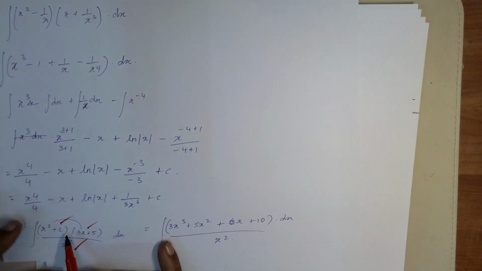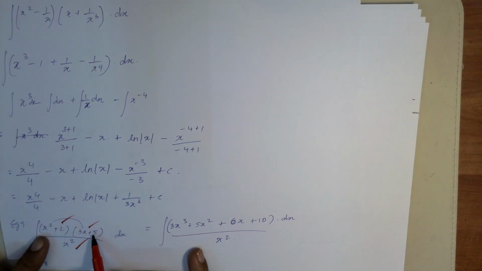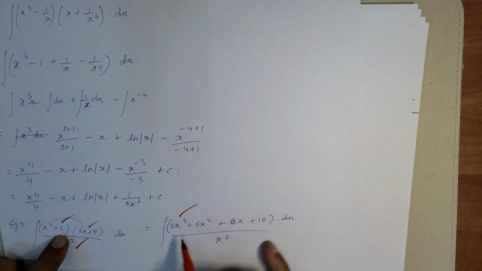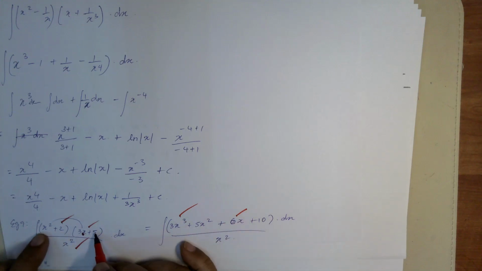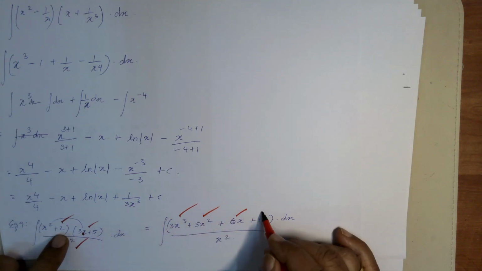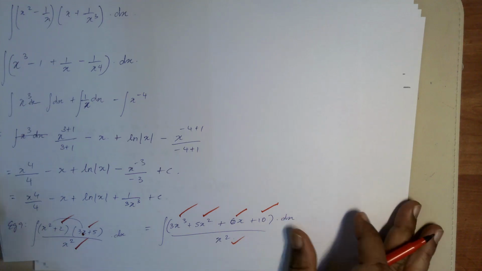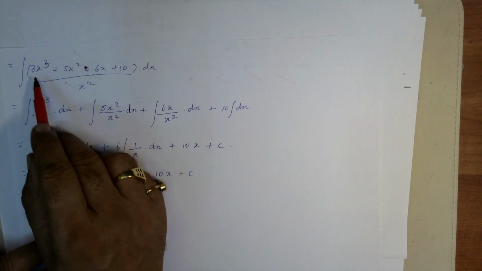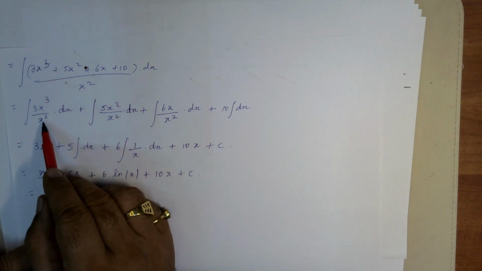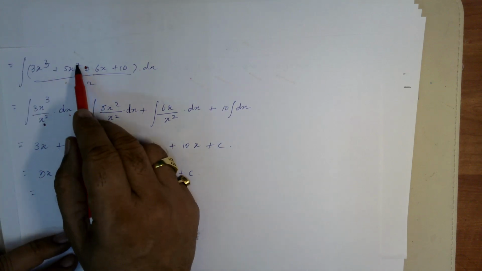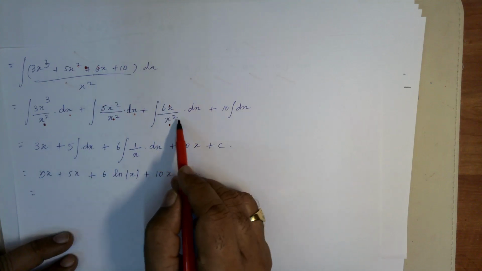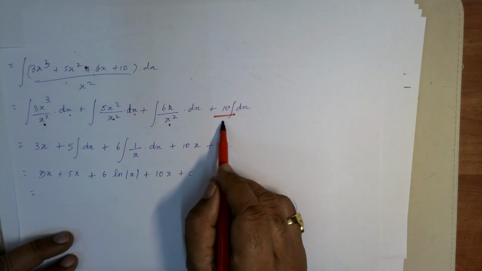Then now you have to expand it. x squared plus 2 into 3x plus 5. So 3 into x squared, 3x cubed. Okay, and what about this? 3x into 2, 6x. And then 5 into x squared, 5x squared, 5 plus 2, 10. Whole divided by x squared. Okay, then you can split this as 3x cubed divided by x squared dx, 5x squared by x squared dx, 6x divided by x squared dx, plus 10, and who will put this x squared?